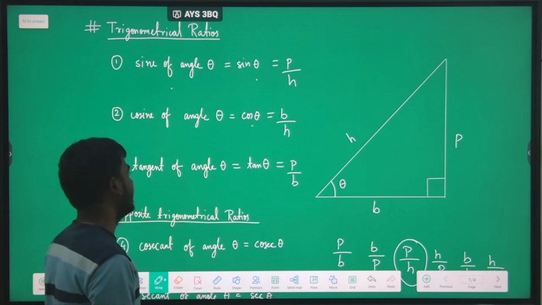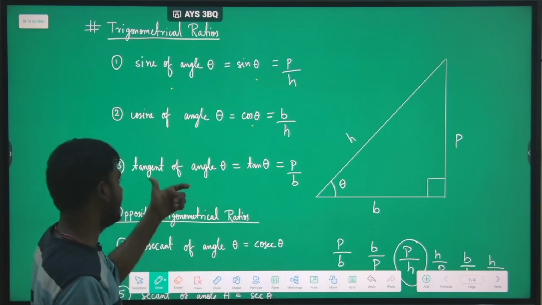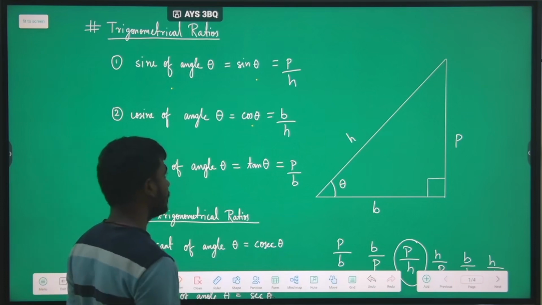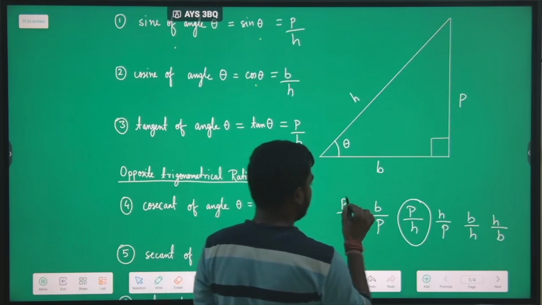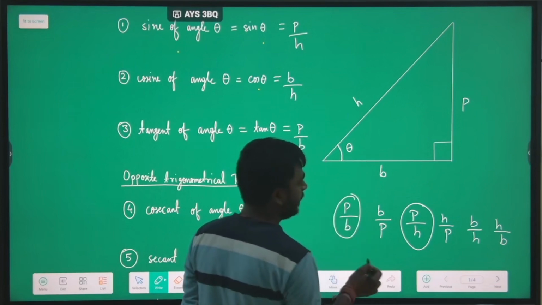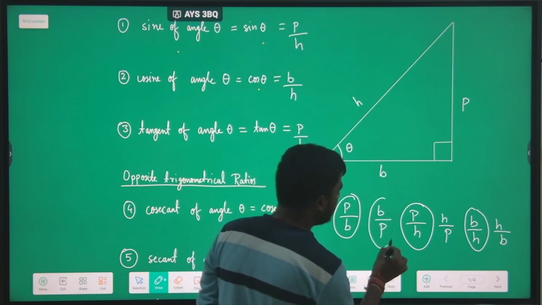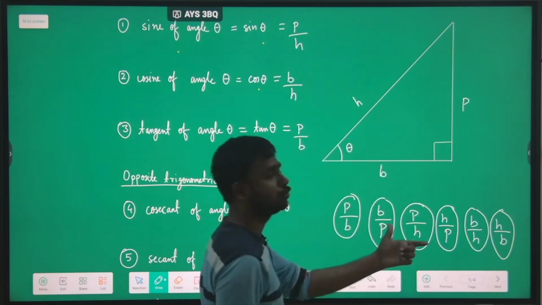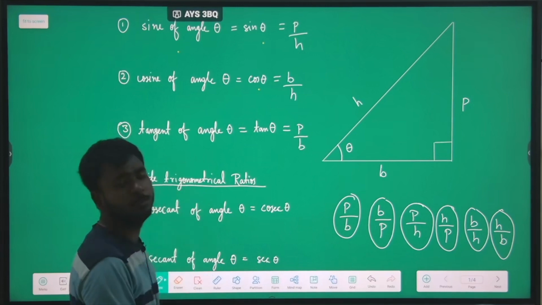Similarly, tan theta, that is tangent of angle theta, is equal to P by B. Now we see that along with P by B, P by H and B by H, we are getting reciprocals of these ratios also. These reciprocals of the ratios were termed the opposite trigonometrical ratios.